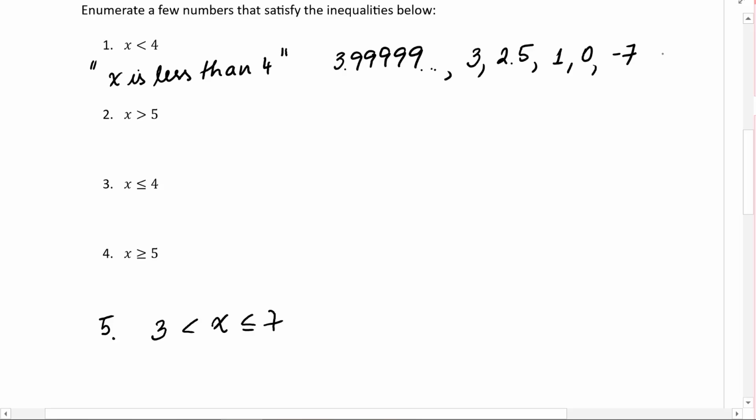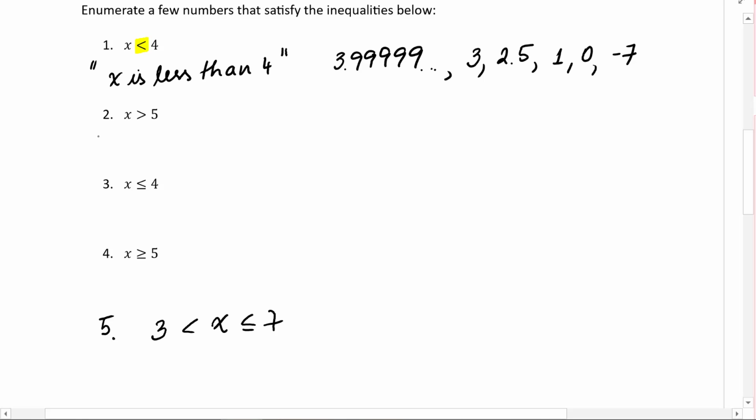But be very careful. I did not say 4, right? I did not include 4 in my list. Why is that? Because this symbol is strictly less than 4. We are not including that value.